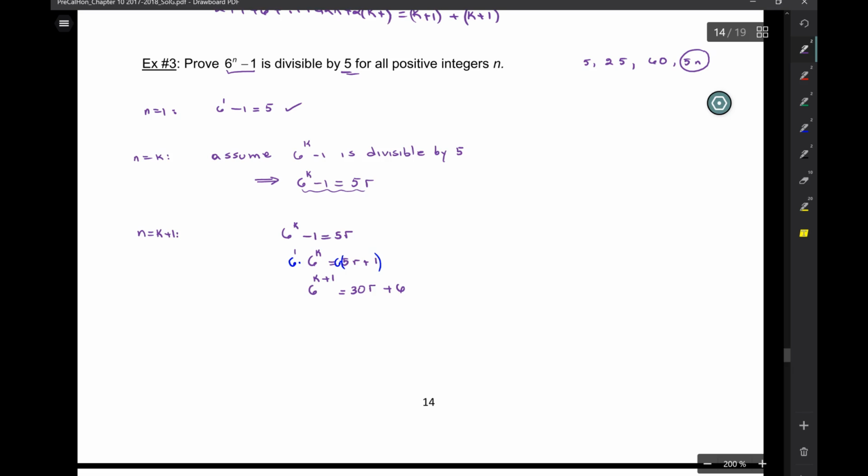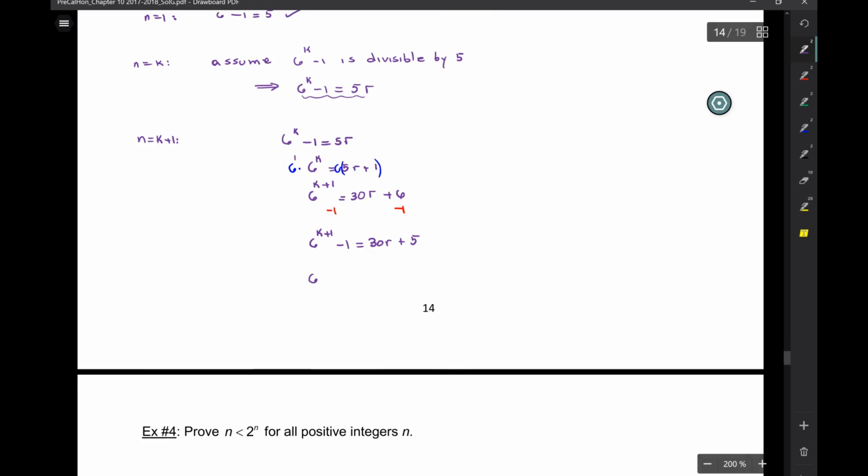But how did my general form look? 6 to the blah minus 1. Well, now I have 6 to the blah. How can I do minus 1? Just subtract 1. Why not? So now take a look at what happens. 6 to the k plus 1 minus 1 is equal to 30r plus 5, right? So let's factor that. Let's factor out a 5, and we get 6r plus 1.